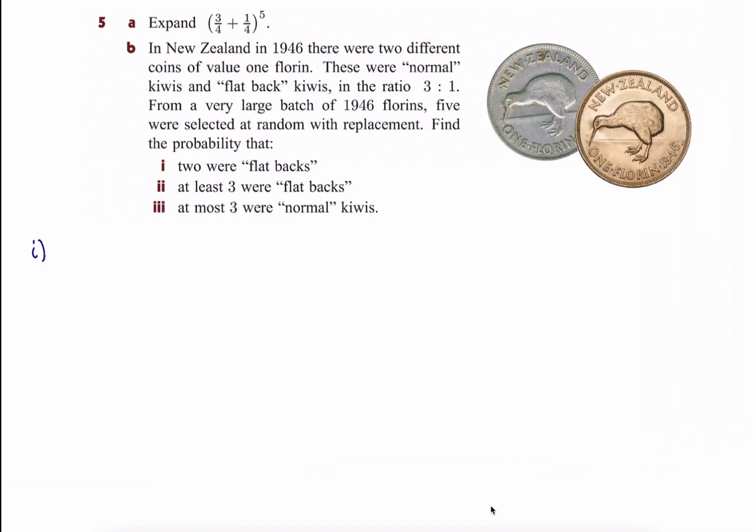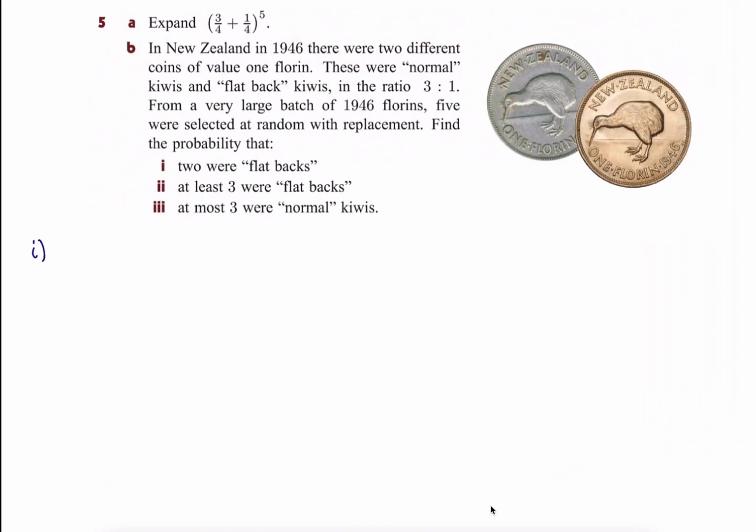So if I said that flatbacks are, by the looks of this question, these were normal Kiwis and flatback Kiwis in a ratio of 3:1. So 1 in every 4 is a flatback. And it looks like, if I look at the question in part A, the way they've expanded it, to me, looks like they've said that a success is getting the 3/4 one, the normal Kiwi, but it says 2 are flatbacks. There's absolutely nothing in the question that tells you to say this is a success or a failure, as long as you just say, well, how am I going to set it out? Because you'll get the same answer in the end.